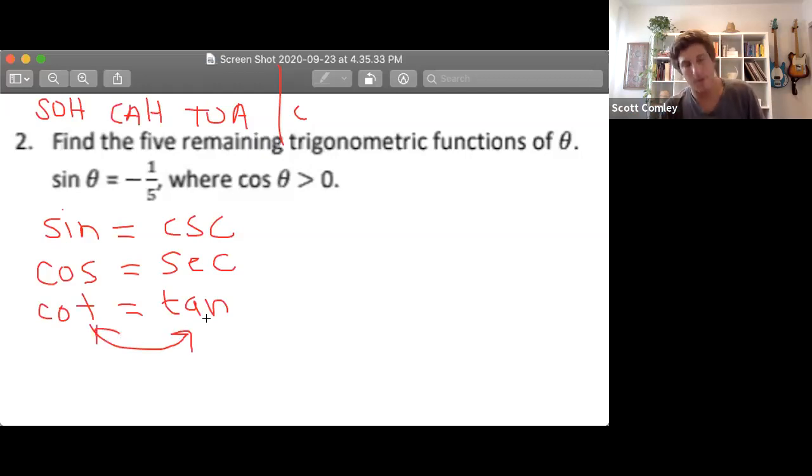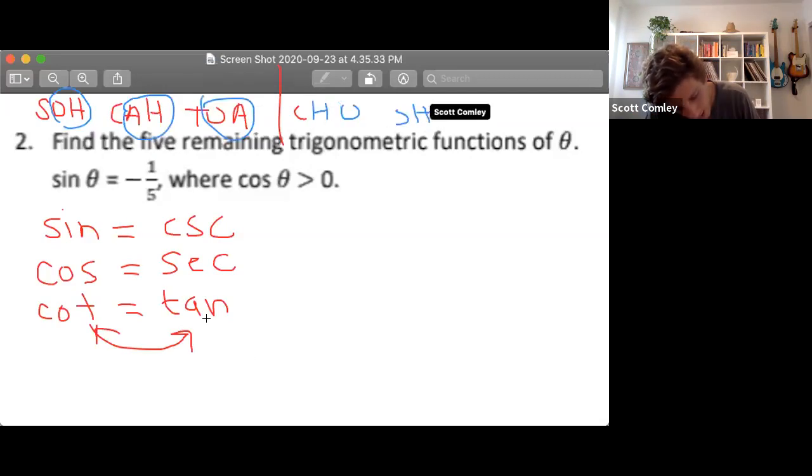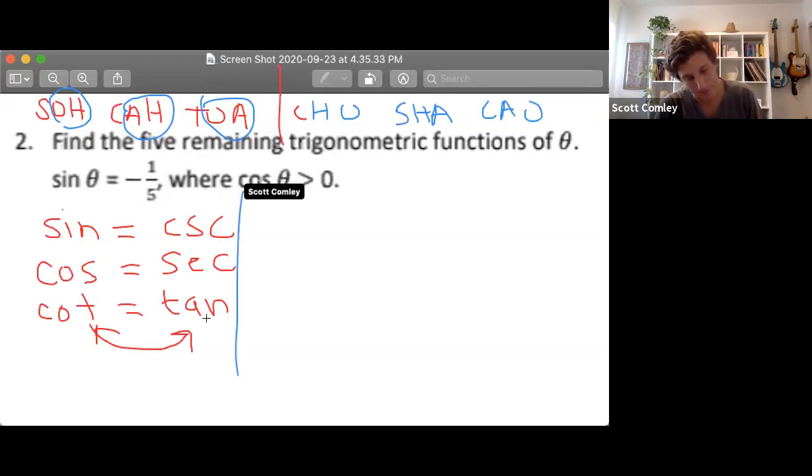A cool way to remember this, and I think it sounds like a real word, maybe like a martial arts move: you take SOHCAHTOA and change those letters backwards, and it becomes cho-sha-cow. Cho-sha-cow, right? Kind of sounds like a martial arts move.